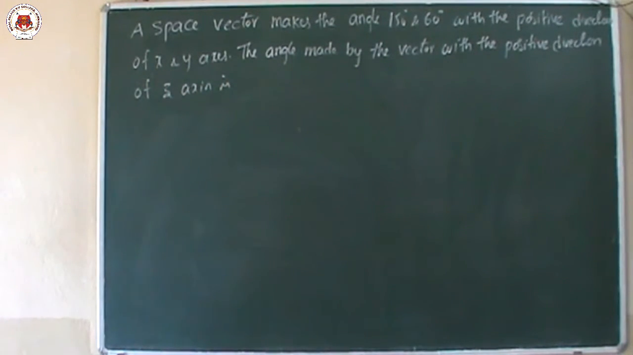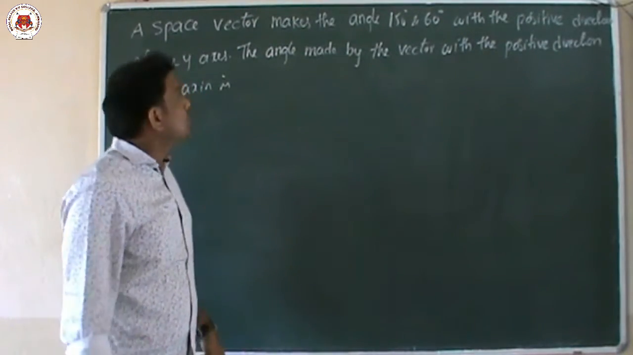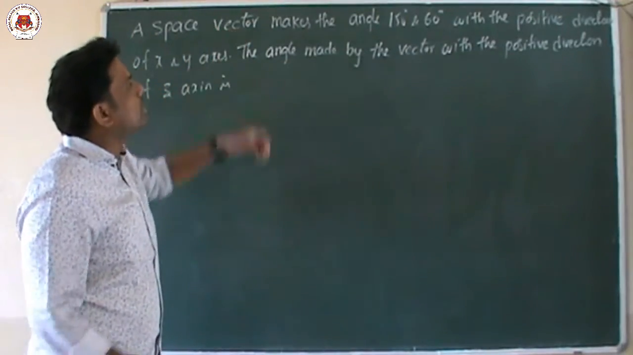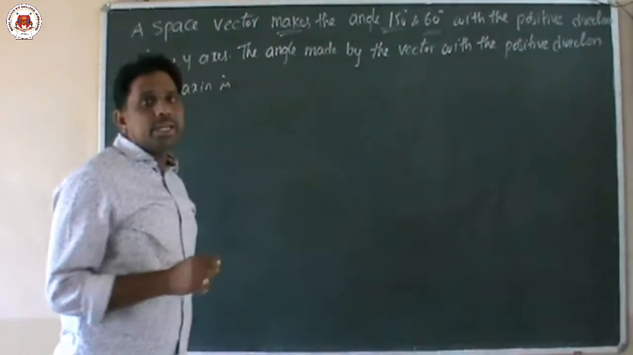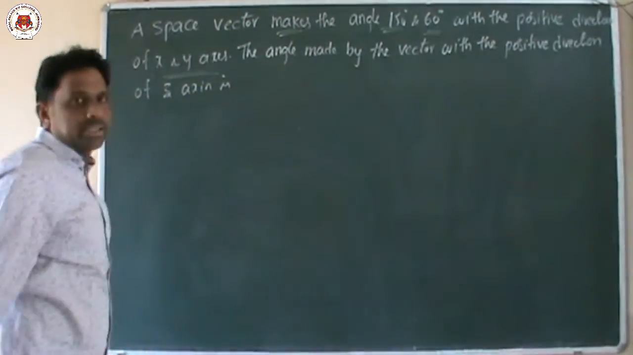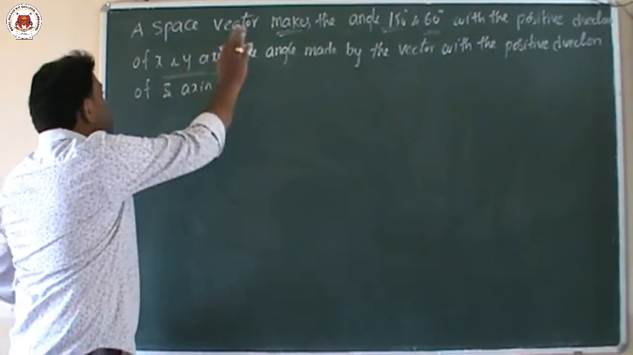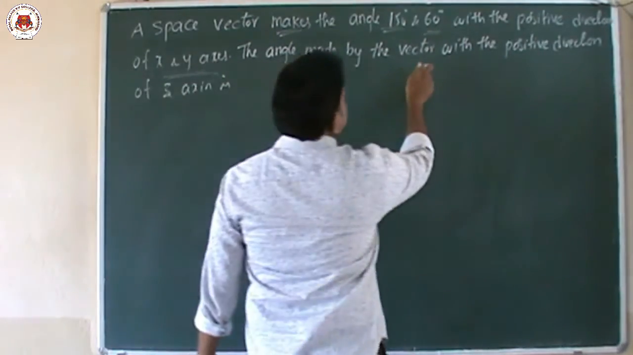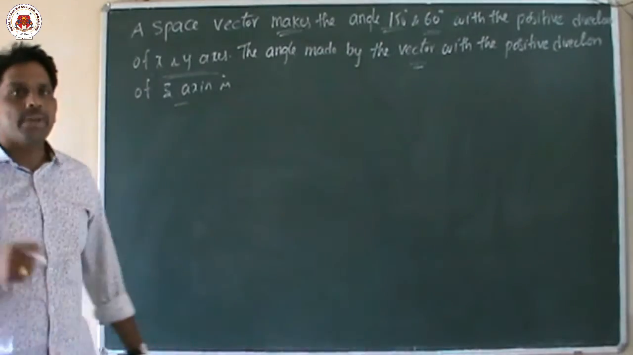Students, concentrate at the board. So today is the last class for completion of this vector algebra competitive class. In this question, he has given that a space vector, means one vector, makes the angles 150 degrees and 60 degrees with the positive direction of x and y axis. Means with the x axis it is making the angle of 150 degrees, with the y axis it is making the angle of 60 degrees. Now he is asking the angle made by the vector with the positive direction of z axis. With the z axis we have to find.